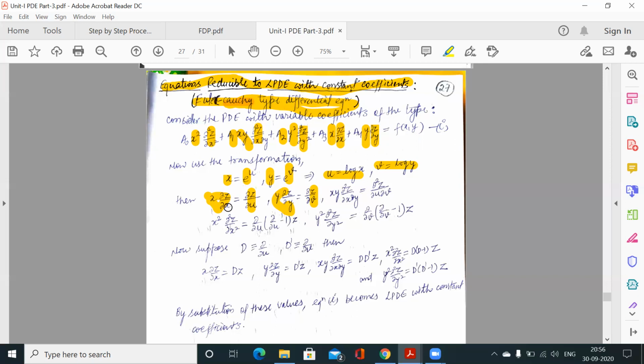Because we have changed the independent variable, the derivatives would be with respect to u and v now. So x del over del x will be converted to del over del u. Similarly, y del over del y will be converted to del over del v, and x square del 2z over del x square would be converted like del over del u into del over del u minus 1 acting on z, and y square del 2z over del y square is del over del v into del over del v minus 1.